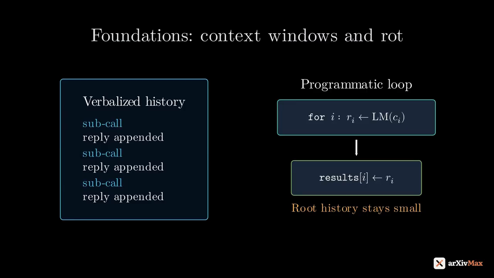Finally, a verbalized subcall is the model announcing a subagent and appending the reply to the chat history, while a programmatic subcall is code that invokes a function and stores the result in a variable, keeping the root history small.